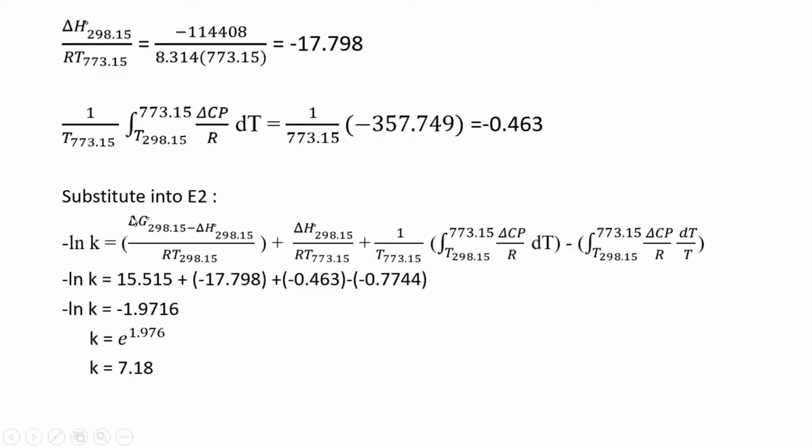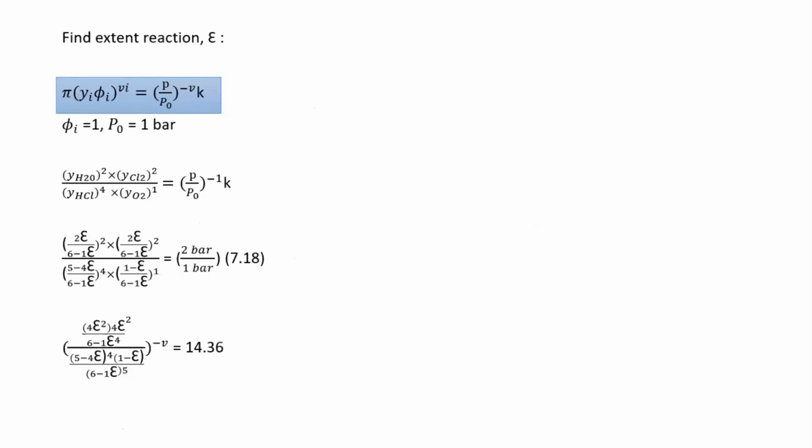After that, we just substitute into this equation, and the value of negative ln K is negative 1.716. But we need to exponentiate both sides because we want K alone. So the value of K is 7.18. Why do we want to find the value of K? Because, back to basics, we want to calculate the extent of reaction. So we need to find the value of K, and now we have it. So now we can find the value of the extent of reaction.